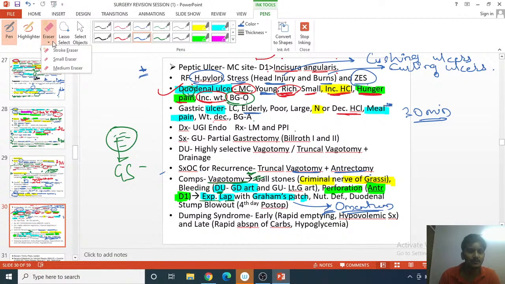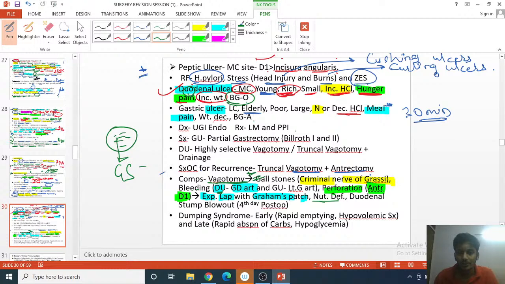Please remember. The other complications can be nutritional deficiencies. You have removed the stomach, so obviously absorption would be impaired, so nutritional deficiencies would be seen. Duodenal stump blowout would be seen. The duodenal stump is like this: this is for example your stomach, and you have joined the duodenum with it, so the duodenal stump that remains can rupture. That is known as duodenal stump blowout, which is more commonly seen on the 4th post-operative day, that is, 4 to 5 days after surgery.